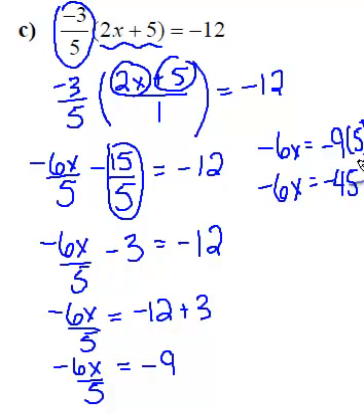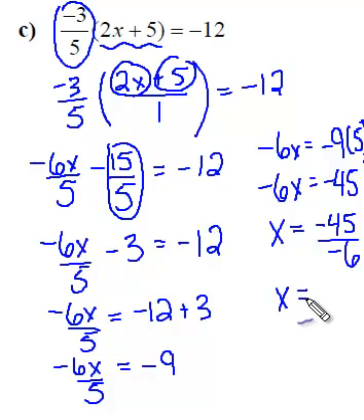And then to get my final answer, to isolate x by itself, I'm going to divide both sides by negative 6, which will leave me with x equals negative 45 divided by negative 6, which will leave me with x equals, well, a negative divided by a negative will leave me with a positive. And 45 over 6 can be reduced to 15 over 2. And that is my final answer.